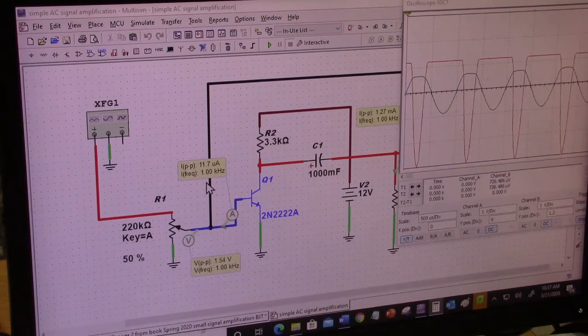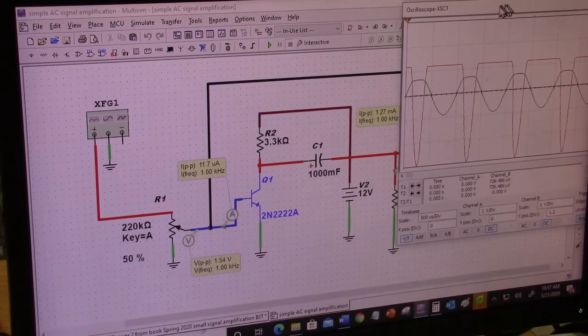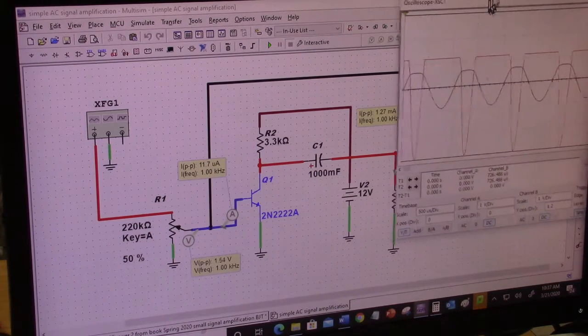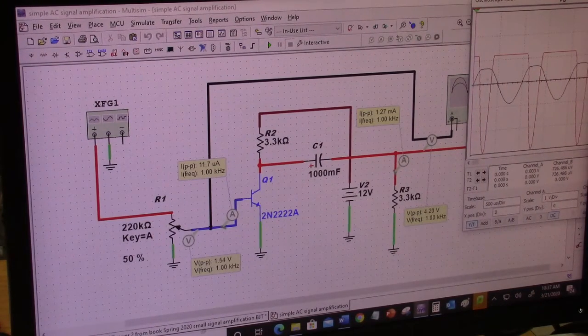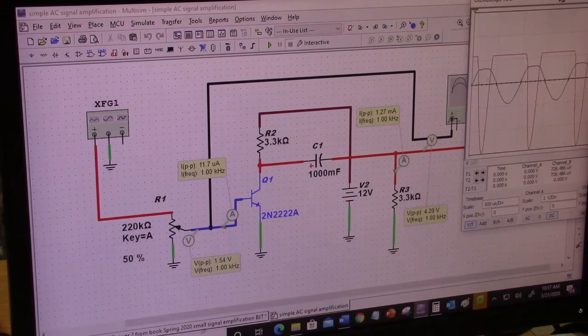So in this case, we have an input of... Let me make sure that I'm taking the output at the right place. Yeah. So it's like a 4-volt output and 1.5 volts input.